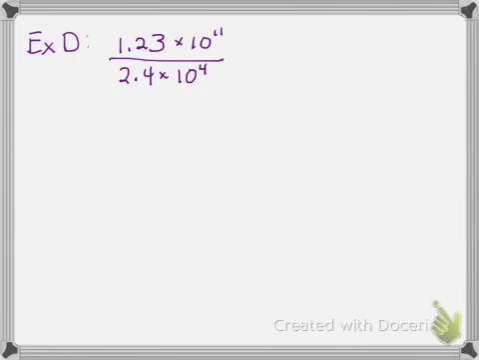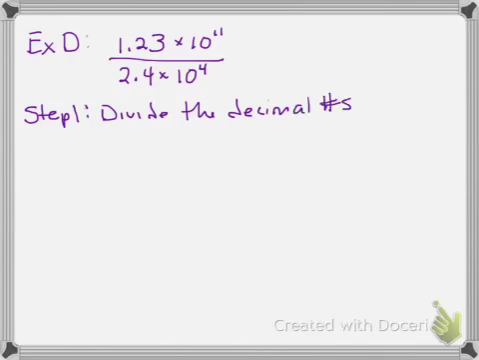So, similar to multiplying, in step 1, you're going to divide the decimal numbers. So we're going to do 1.23 divided by 2.4. And when we do that, we're going to get 0.5125.